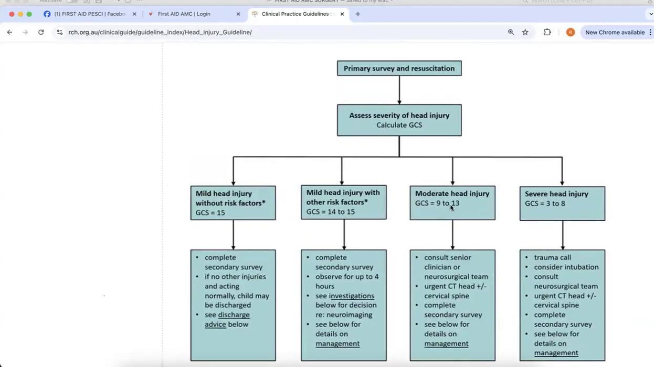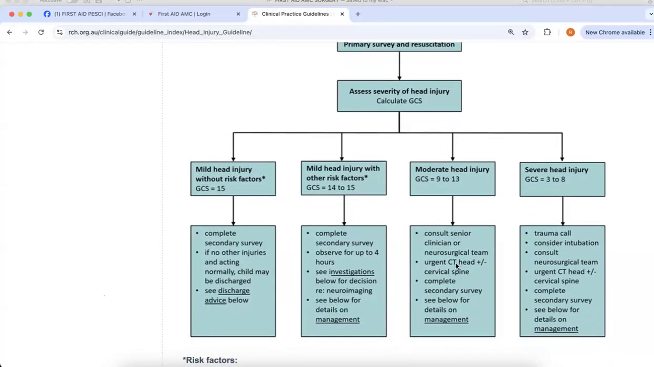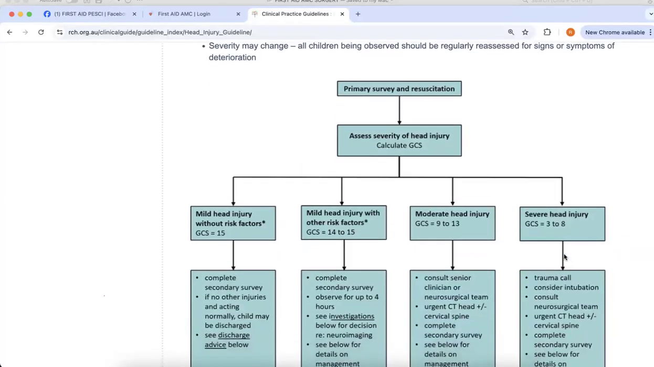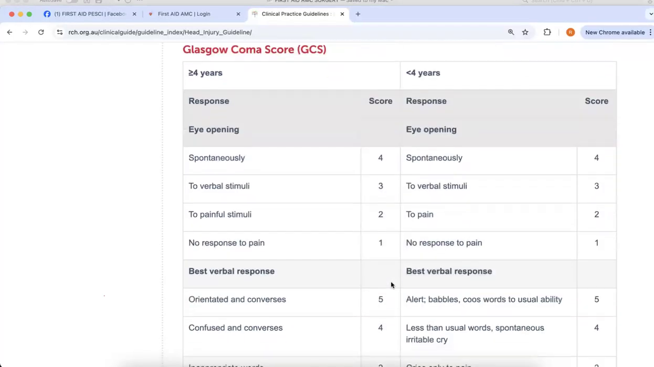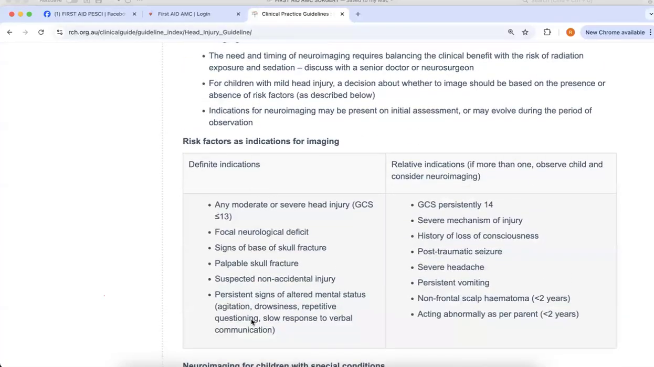But if it is a moderate head injury, GCS 9 to 13, that patient will usually need a CT scan of the head and cervical spine if indicated. And definitely for severe head injury, you need to consult the neurosurgical team first. If you look over here, you don't need to know how to do the GCS. This is the definitive indication for imaging. Any moderate or severe head injury, meaning GCS less than or equal to 13. So any patient who has a head injury and GCS less than or equal to 13 requires CT.